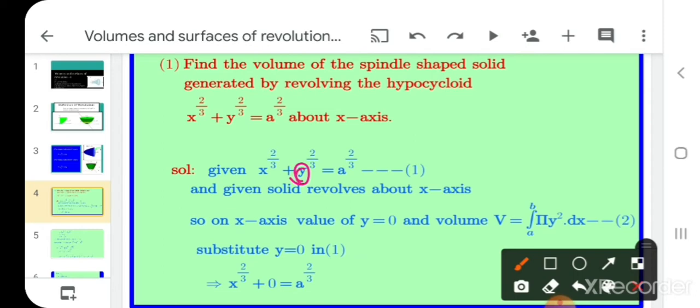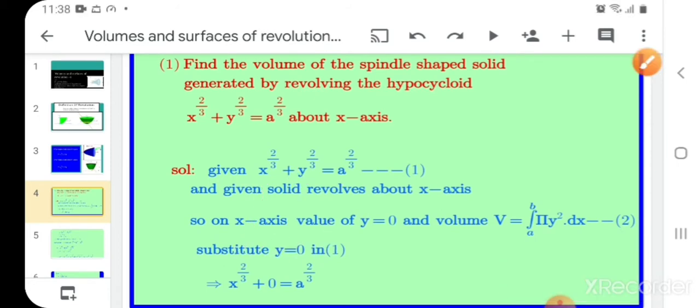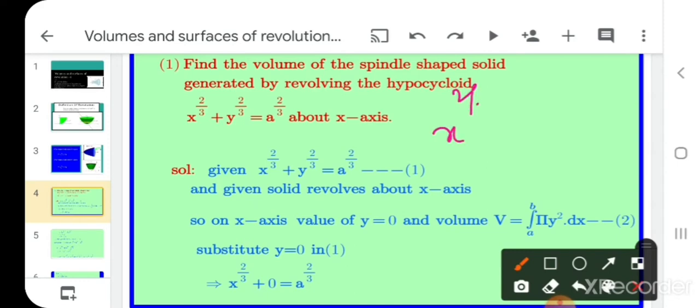Here I write 0. So 0 power 2 by 3 equals 0. What is the remaining term? x power 2 by 3 plus 0 equals a power 2 by 3. That implies what we have here? x power 2 by 3 equals a power 2 by 3.